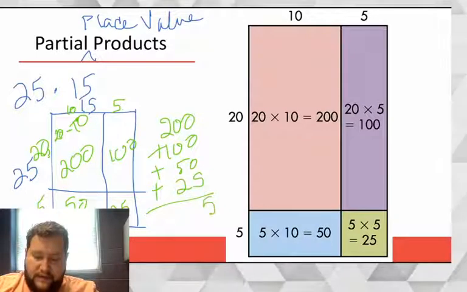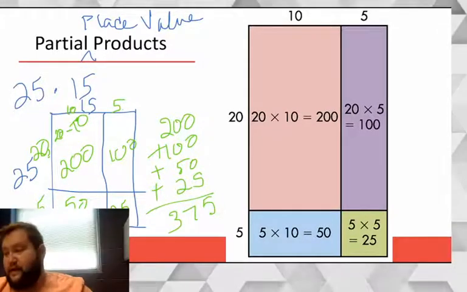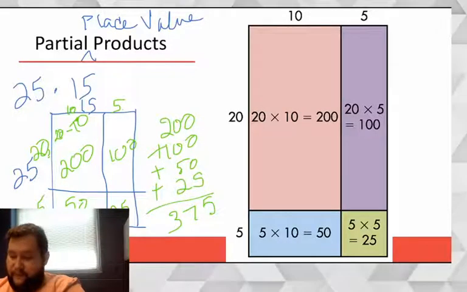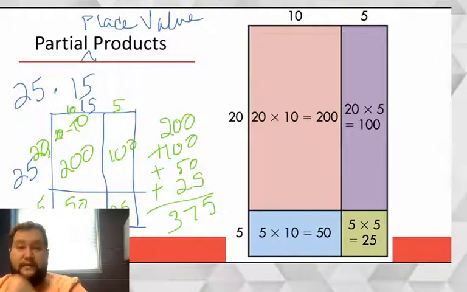5 ones, 7 tens, and 3 hundreds. So if you take your handy dandy calculator out, and you type in 25 times 15, you do in fact get 375.